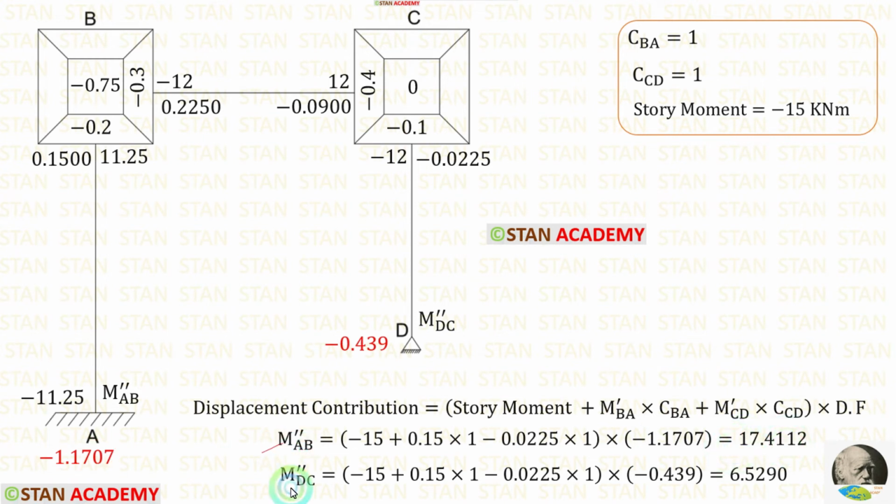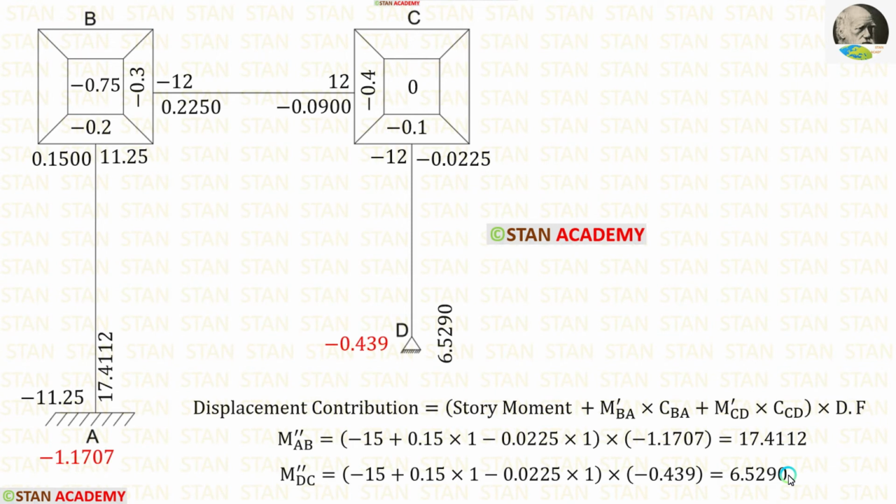For M''AB and M''DC, in the formula, all of the values will be same except the displacement factor. The displacement factor for the column CD is minus 0.439. After the calculation, we are getting M''DC. Let us apply the value of M''AB here and the value of M''DC here. We have finished the first iteration. Now let us start the second iteration.